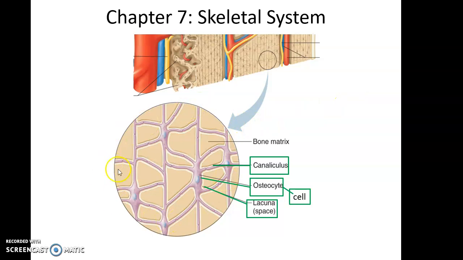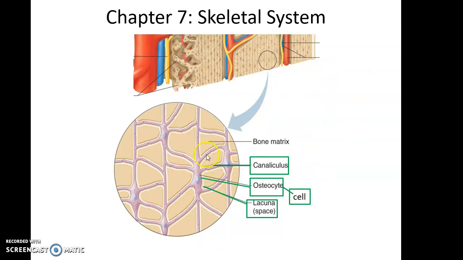Now, if we take a close-up look of the bone tissue, we see that there are these little spaces. These little spaces are called lacunae, one lacuna, many lacunae. And within these little spaces are osteocytes. Osteocytes are mature bone cells that help to maintain the bone tissue.